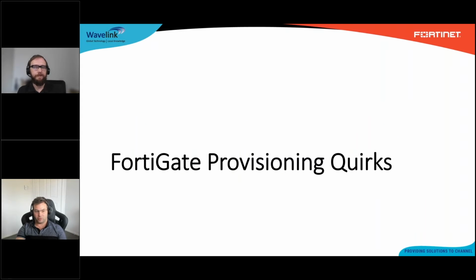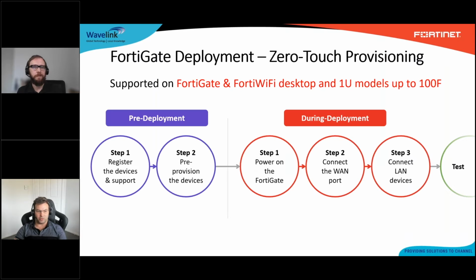There are some provisioning quirks. So let's have a look at the FortiGate. So step one with a FortiGate, you're going to register it and put it into FortiCloud, as I mentioned before, and pre-provision the device to the FortiManager or the FortiGate Cloud. When you power on the FortiGate, you have to connect it to the WAN port. Now, this is for the desktop models up to the 100F. The WAN port is configured to receive a dynamic address from your DHCP server. So as long as it gets an IP on the WAN port, it will connect and it'll work. You can then connect your LAN devices and then you can test it.